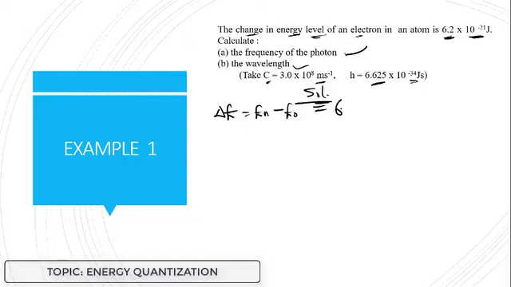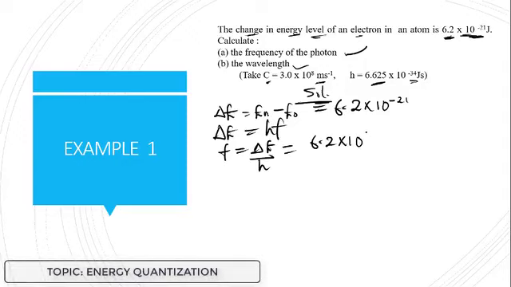And they told us that this energy level change is given by 6.2 times 10 raised to the power minus 21, as you can see from the question here. Also note that change in energy level is given by Hf, which is Planck's constant times the frequency. So making f the subject of the relation, we have change in energy over h. So we now have 6.2 times 10 raised to the power minus 21 all over 6.625, which is Planck's constant, as you can see here, times 10 raised to the power minus 34.